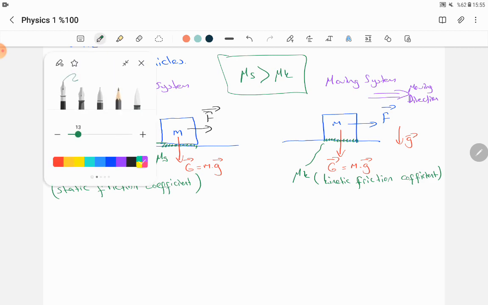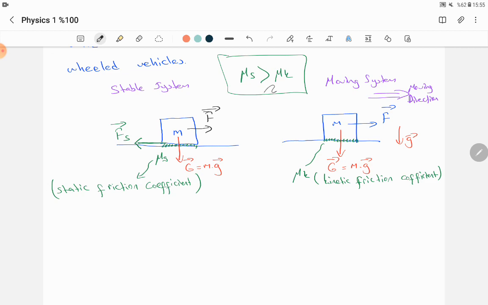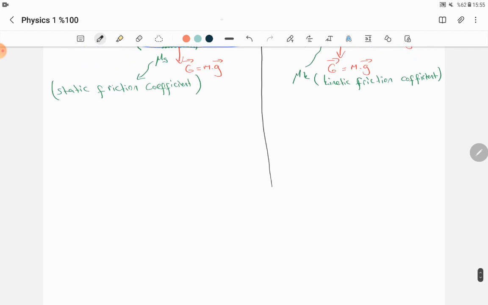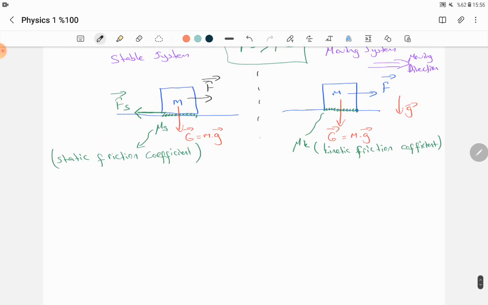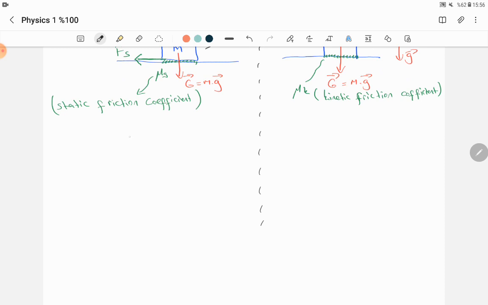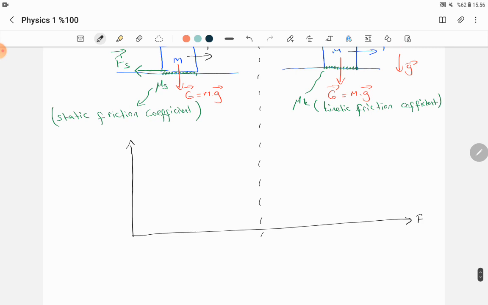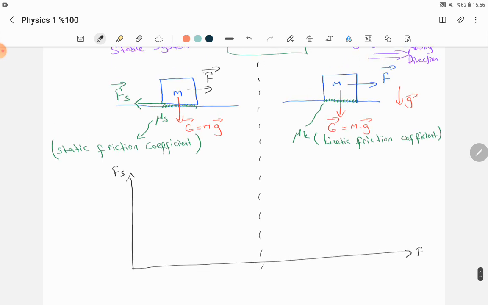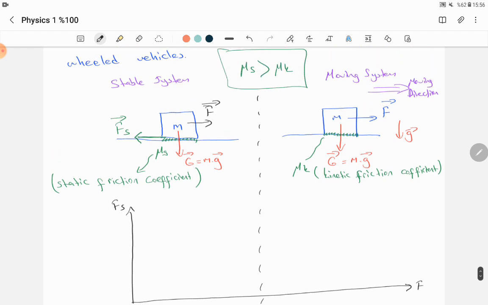And if we look at a graph for easy understanding of these two events, showing force and frictional force. But firstly, looking at the moving system.